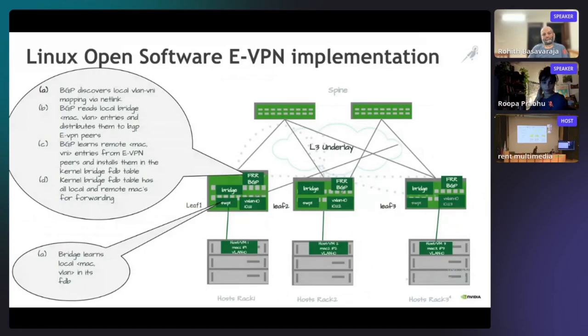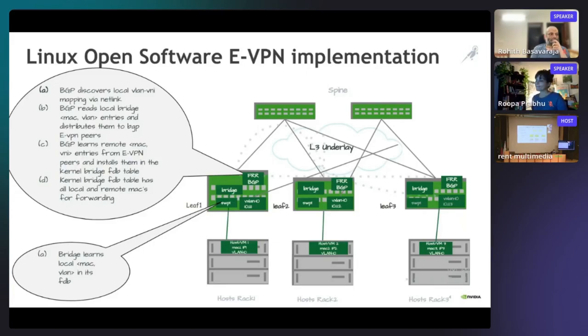So this picture shows the components in a little more detail. There is the FRR BGP stack, and FRR is a critical piece here. As you know, we also have an FRR workshop at NetDev every year, and I'm sure EVPN is discussed there as well. The rest of the stack, on the leaf switches, is nothing but a Linux bridge and the Linux VXLAN stack.